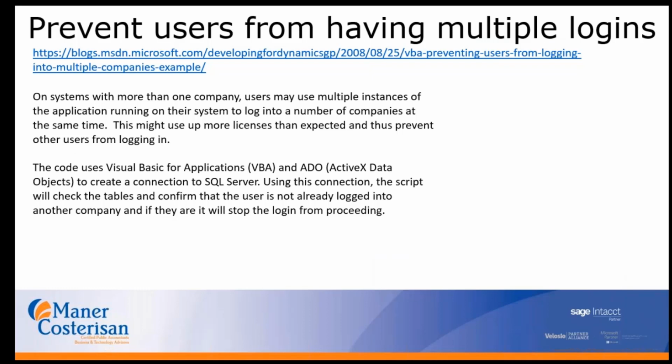You can prevent users from having multiple logins. For everyone that has more than one company, you know that you can always log into more than one company at a time. So you could have 5 companies open at once, or you could just have one company open at one time. And what this script, or the VBA, allows you to do is prevent people from launching more than one company and being logged into more than one, because every time you are logged into a company, you eat up a license. So that helps people understand that they need to do all their roles in one company and then switch companies.